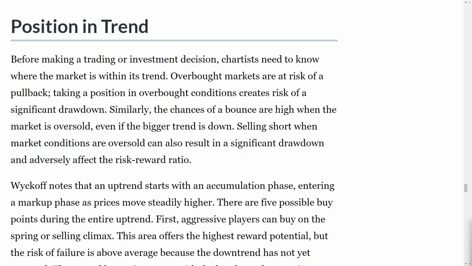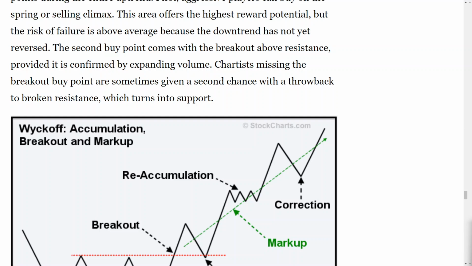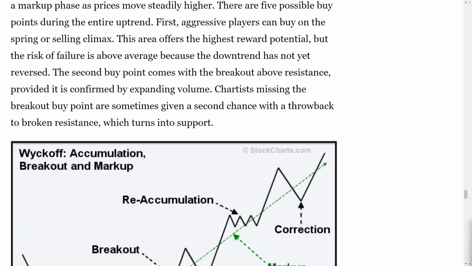Wyckoff notes that an uptrend starts with an accumulation phase, entering a markup phase as prices move steadily higher. There are 5 possible buy points during the entire uptrend. First, aggressive players can buy on the spring or selling climax. This area offers the highest reward potential, but the risk of failure is above average because the downtrend has not yet reversed. The second buy point comes with the breakout above resistance, provided it is confirmed by expanding volume.